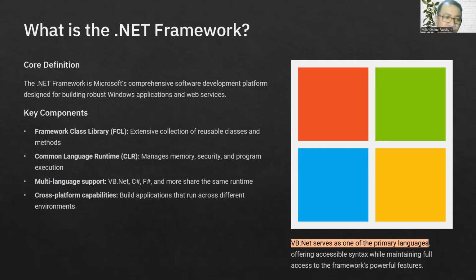There are some key components, and I'll highlight four of them. The first key component is the Framework Class Library, FCL. It is an extensive collection of reusable classes and methods, such as encryption standards and WinForms functionalities such as buttons and their properties, text and their properties, and so on. There is also the Common Language Runtime, CLR, which manages the memory, manages the security of the platform framework, and also handles program execution.